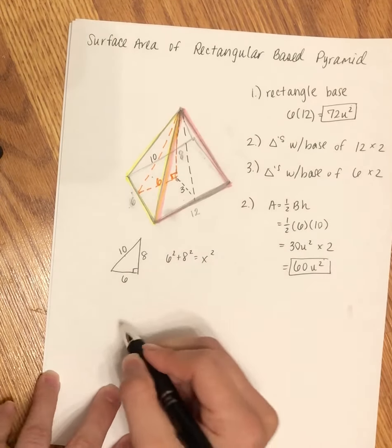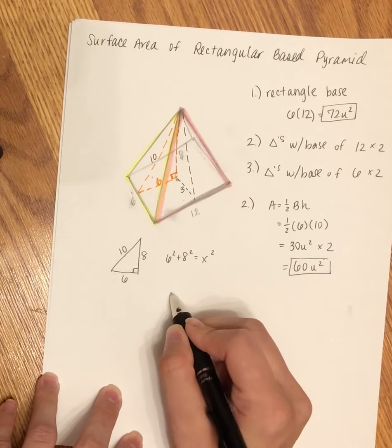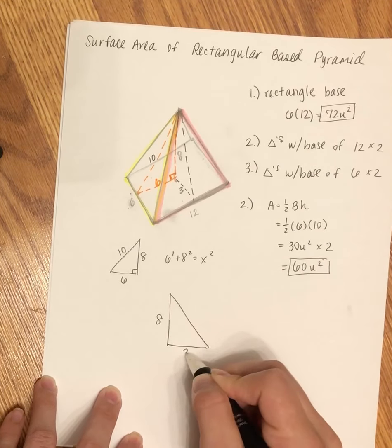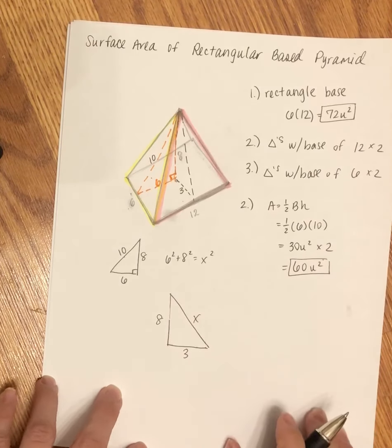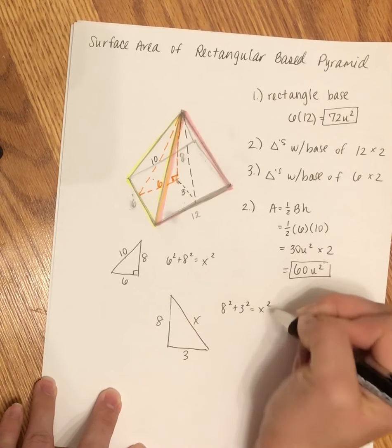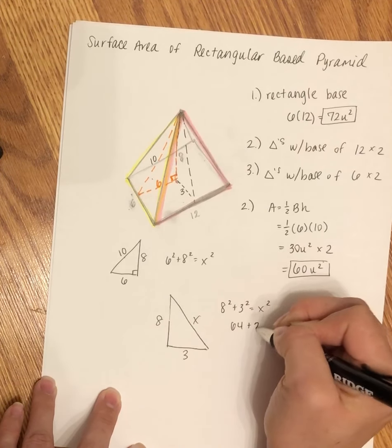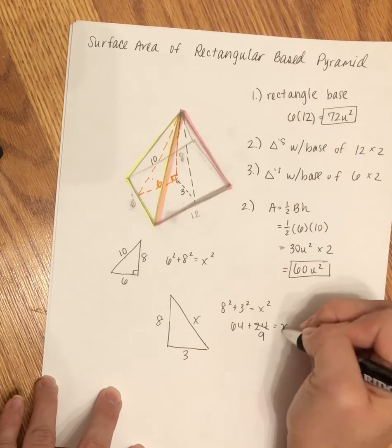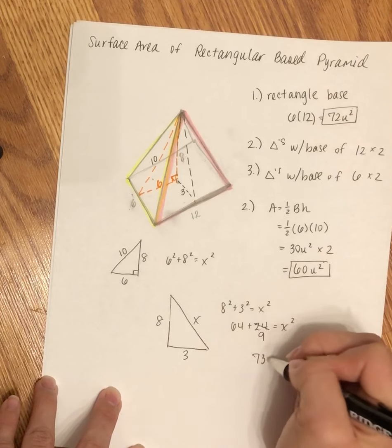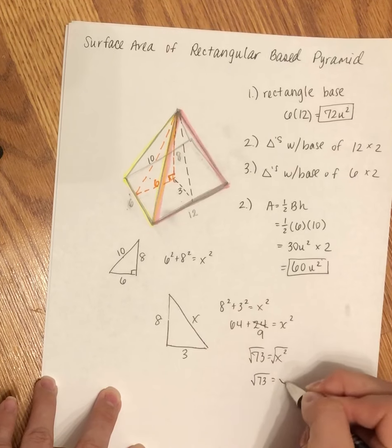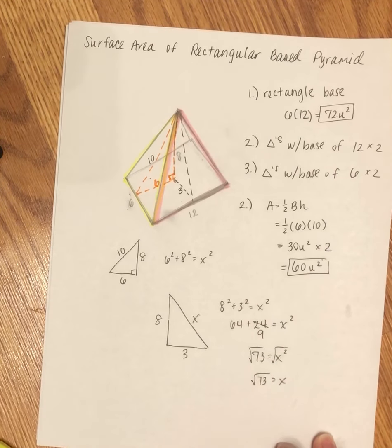Now we're drawing that triangle again separate. It has the height of 8, this leg was 3, and I'm looking to find that slant height to 12. So I have 8 squared plus 3 squared equals x squared. 64 plus 9, since 3 squared is 9, is 73. And 73 is prime, so that slant height is the square root of 73, and that's as simple as it's going to get, so I'm just going to leave it in exact form.